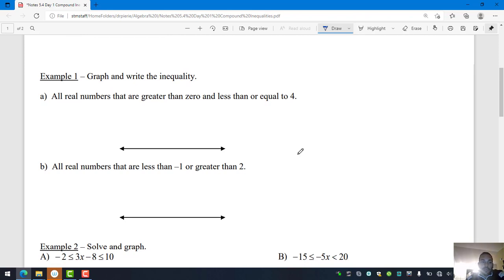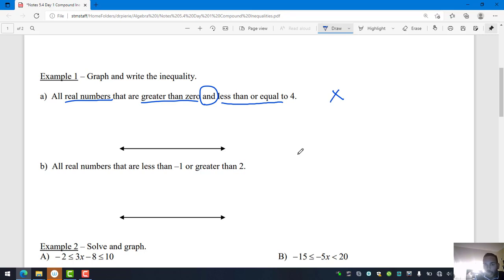Okay, so let's do some examples. We're going to start with a word problem, or just reasoning through it based on what the scenario says. It says all real numbers that are greater than 0 and less than or equal to 4. Okay, so let's break this down into its pieces. We're looking for the interval of all real numbers that are greater than 0 and less than or equal to 4. Okay, so let's choose x as our variable. X is the magic variable we're going to pick, and let's write each of those statements.